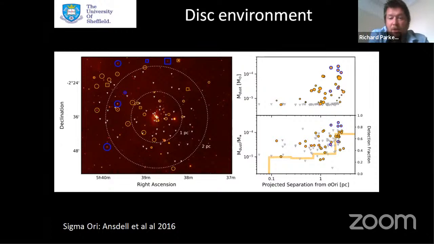This is in Sigma Orionis, so it's another star-forming region that contains a fairly massive star. And again, when you're close to the ionizing source, the disk masses appear to be fairly low, and they don't appear to contain very much gas. So in the plot on the right-hand side, where you see a blue circle around the point, that is indicating the detection of CO, a tracer of gas in the disk.